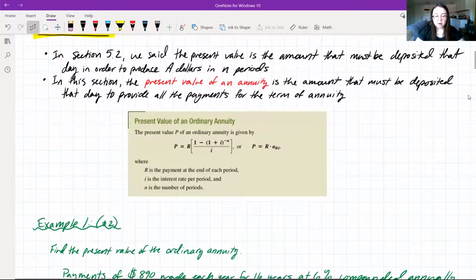Our equation for the present value of an ordinary annuity is: the present value P of an ordinary annuity is given by P equals R times 1 minus 1 plus i to the negative n power, divided by i, where R is the payment at the end of each period, i is the interest rate per period, and n is the number of periods. We also have a second equation there, but we're not going to bother with it very much. We're going to stick with the long one, essentially.